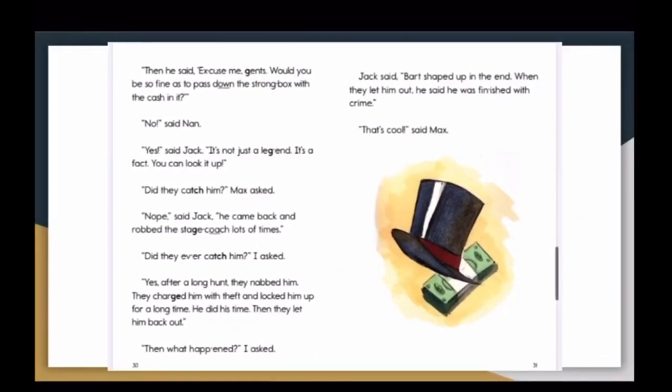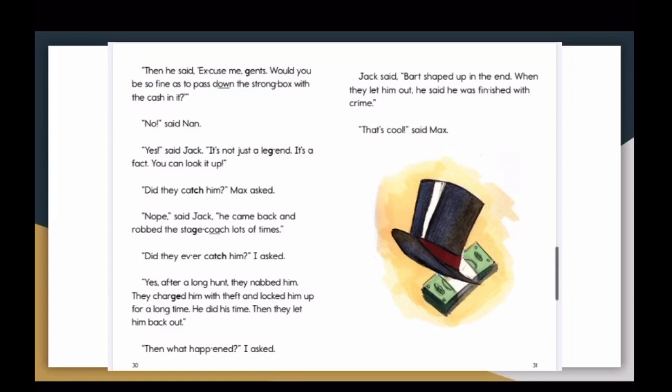Then he said, "Excuse me, gents. Would you be so fine as to pass down the strong box with the cash in it?" "No," said Nan. "Yes," said Jack. "It's not just a legend, it's a fact. You can look it up." "Did they catch him?" Max asked. "Nope," said Jack. "He came back and robbed the stagecoach lots of times." "Did they ever catch him?" I asked. "Yes. After a long hunt, they nabbed him. They charged him with theft and locked him up for a long time. He did his time. Then they let him back out."